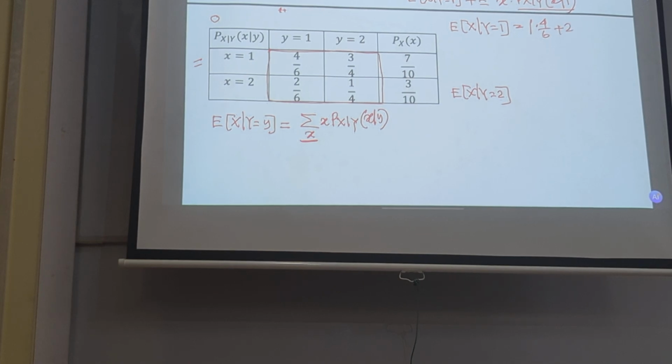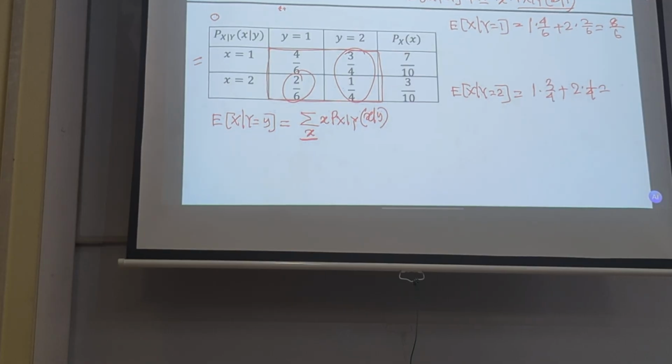Plus when x is equal to 2, the probability is 2 by 6, equal to what? 8 by 6, right? And this one, when y is equal to 2, we are here. 1 times 3 by 4 plus 2 times 1 by 4 equal to what? 5 by 4. You got this?